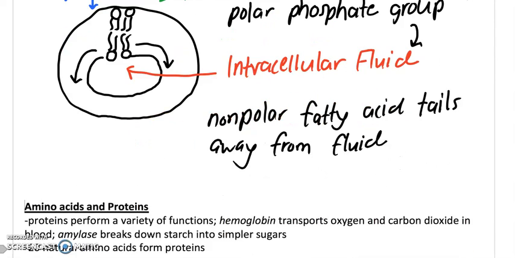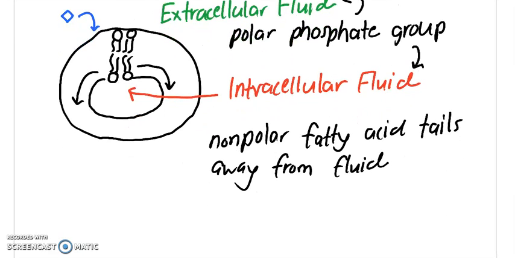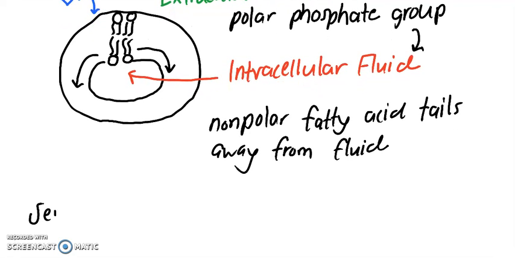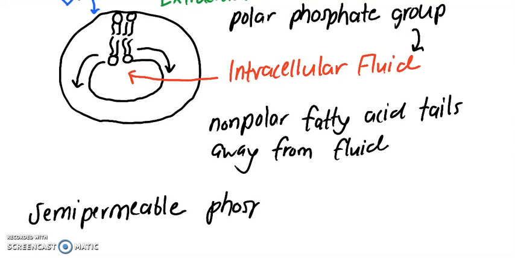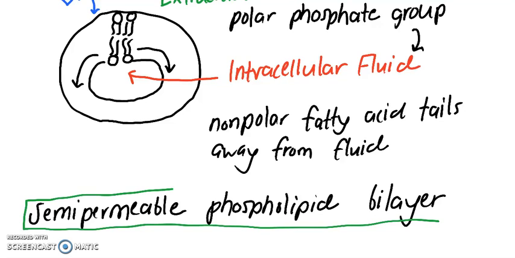Not everything can pass through. If something is too polar, too large, or too charged, it won't pass. So another way to say that it selectively allows things to come in and go out, we call this semi-permeable. And this lipid here is called a phospholipid. And since it's two of these layers sandwiched together, we call this a bilayer, bi meaning two: a phospholipid bilayer. So be comfortable with explaining why this is called what it is.